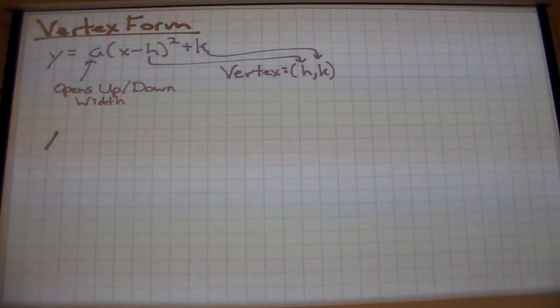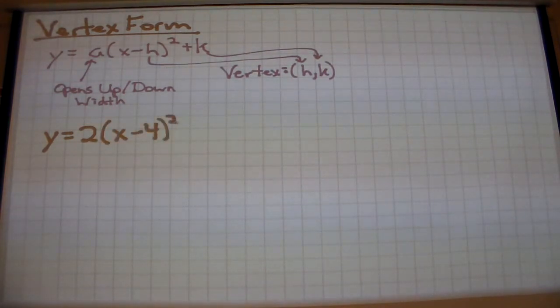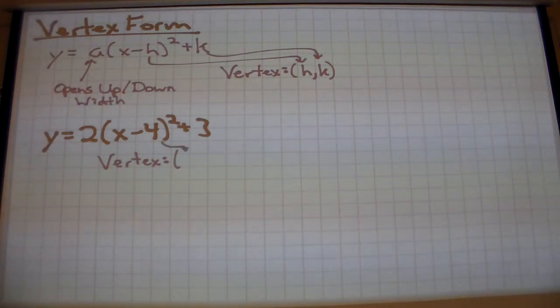So if we look at y equals 2 times x minus 4 squared plus 3. My vertex, I change the sign on the 4. It becomes a positive 4. The 3 stays the same. So automatically I know the vertex is 4, 3. A lot faster than the other one. What if it's like x plus 4? You would make it negative 4. Just change the sign.